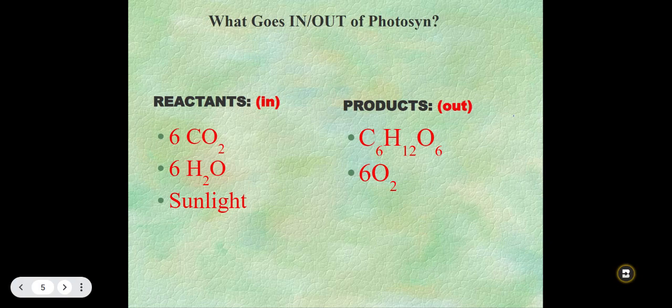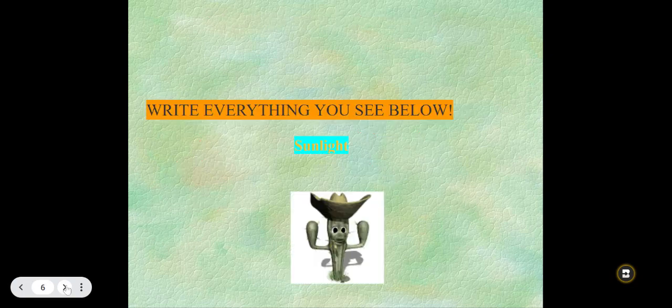And what we get out of that is 1 glucose, because there's no coefficient, a big number out in front, and sugar does not have that. Glucose's chemical formula is C6H12O6, and we see that there as a product, as well as 6 molecules of oxygen, right? So the question becomes, how do we take our reactants, our carbon dioxide and water and sunlight, and use them to make glucose and oxygen? And that is what the whole process of photosynthesis talks us through.